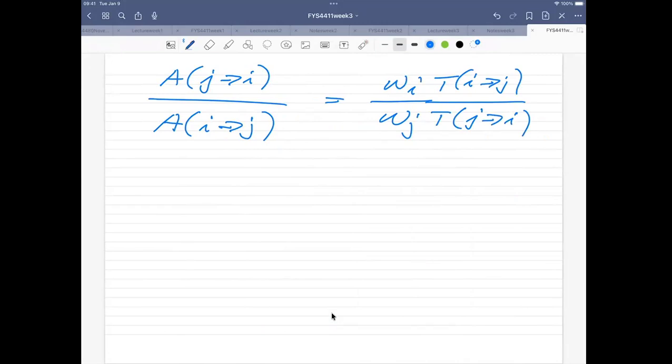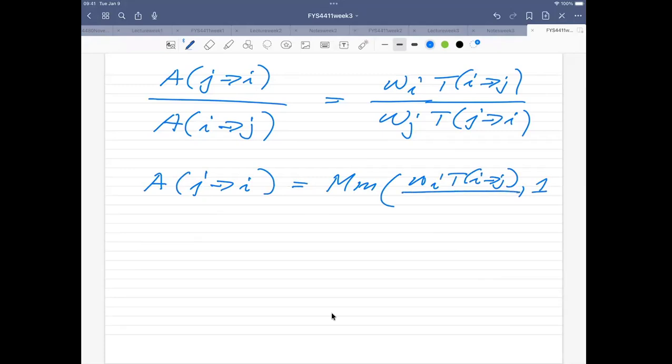So this is now going to be our new ratio, and that leads to a modified Metropolis algorithm, and this is normally called the Metropolis-Hastings algorithm, where we now are going to evaluate the minimum of this ratio here, Wi of T of i going to j, and then 1 here, and then divided by Wj of T of j going to i. So what we will need then is a model for this transition probability. And that is what we are going to look at now.